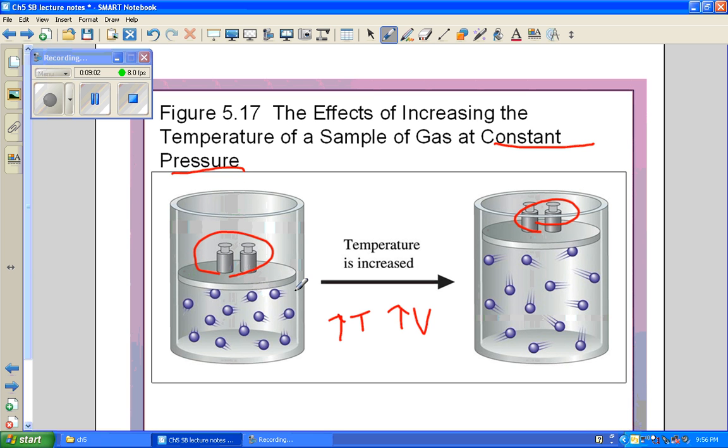When I heat the gas, what happens to the kinetic energy? Hopefully you're saying it increases. Then what happens to the amount of pressure on the walls? Well, the gas molecules are going to hit the walls with more force. And in order to keep that pressure constant, I have to increase the volume. So this is Charles' law.